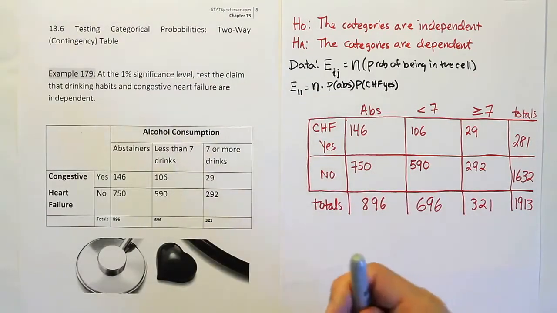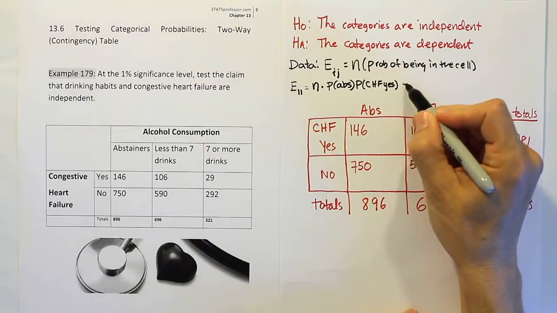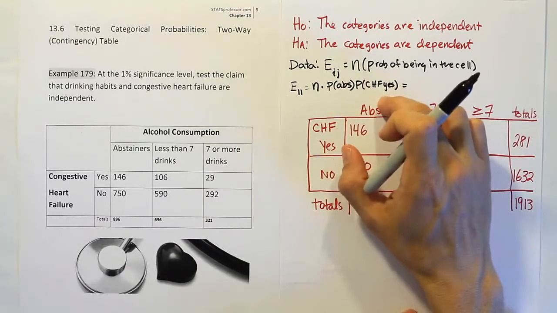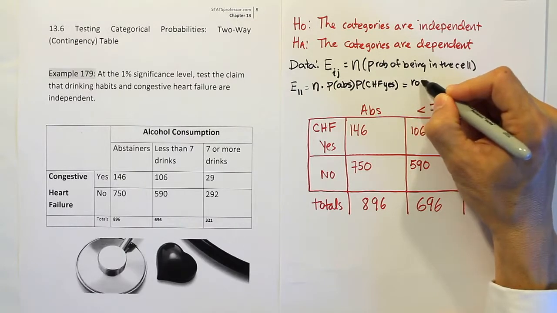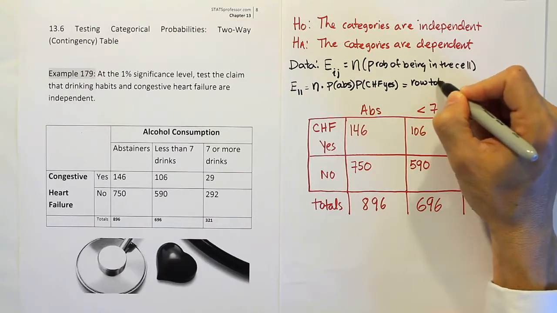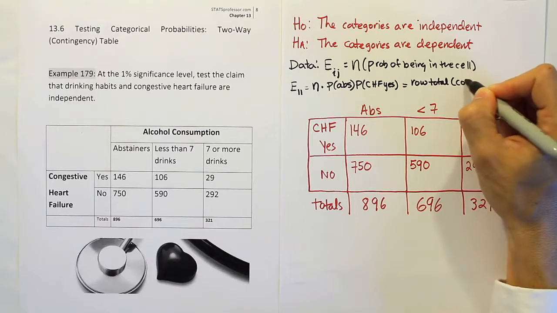When you simplify that expression, you're going to see that two of the grand totals will cancel out, leaving just one at the bottom, and you end up with the following formula. It's basically the row total times the column total, divided by the grand total.